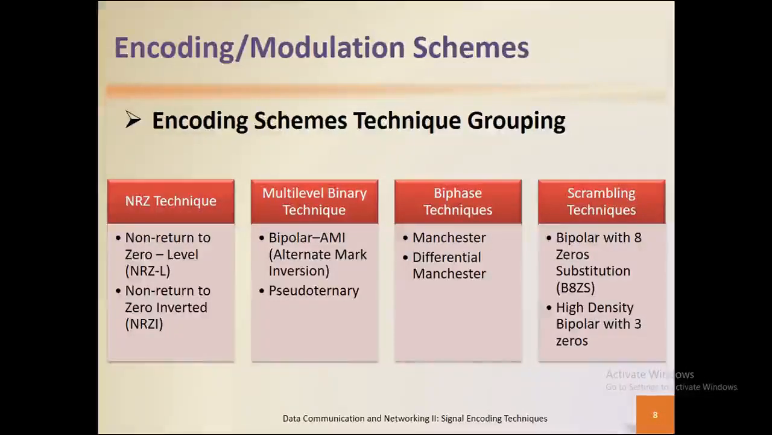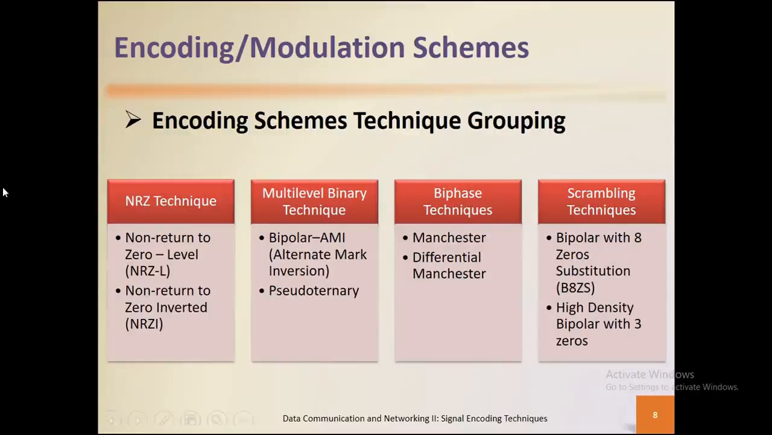techniques. We have the multi-level binary techniques, where you probably have the positive and negative representations. We do have the biphase techniques and the scrambling techniques. So these are the four general groupings that we have. And at each of these groupings, there is some type of scheme, or they do have given schemes for the various groups that we have.